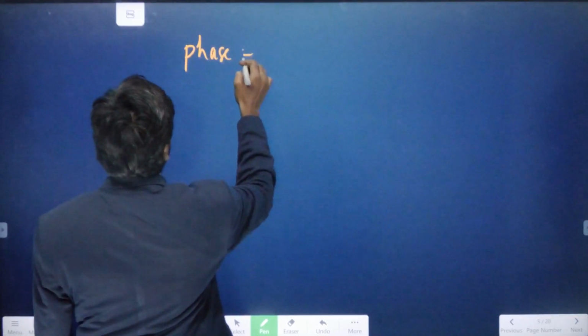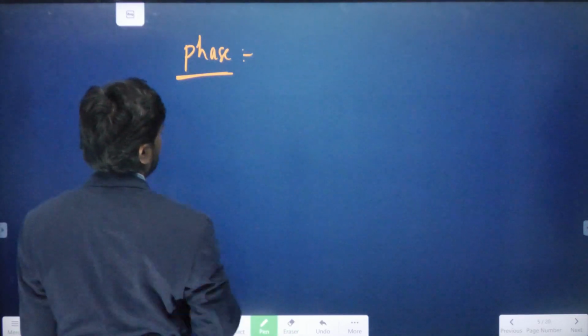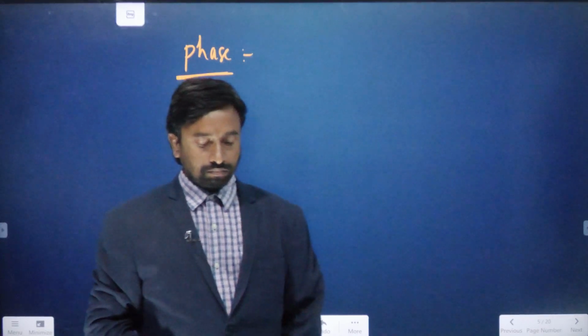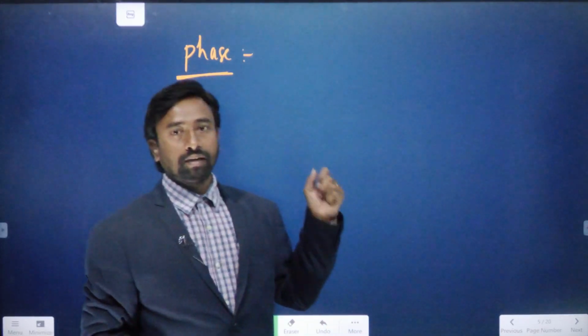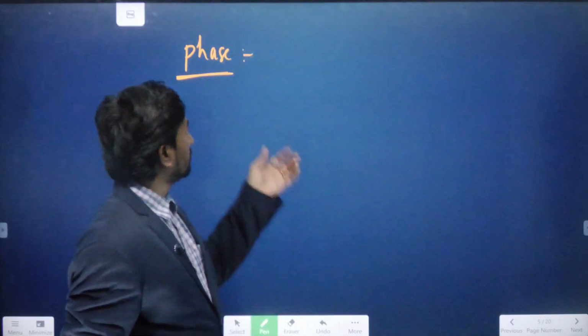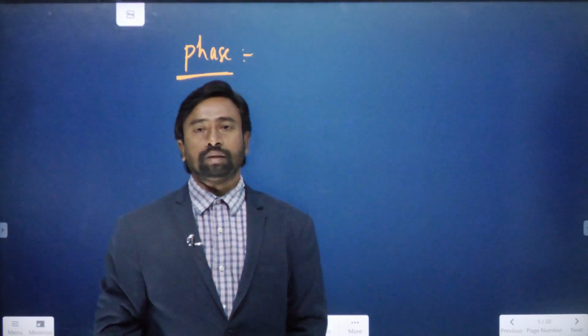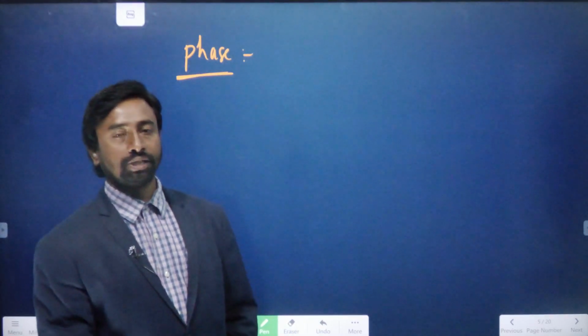Phase is nothing but an angle, an angular displacement. It explains the displacement of the particle and the direction. Phase is an angle which gives the position of the displacement of the particle and the direction of the particle.